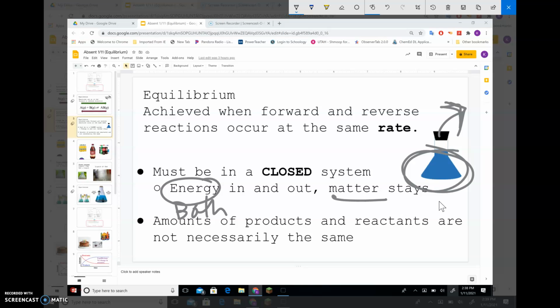Okay, and then letter C is this bottom one right here. Amounts of products and reactants are not necessarily the same. So again, what you're looking for is not necessarily the same. And again, we'll talk more about that as we see some pictures of some graphs. All right.